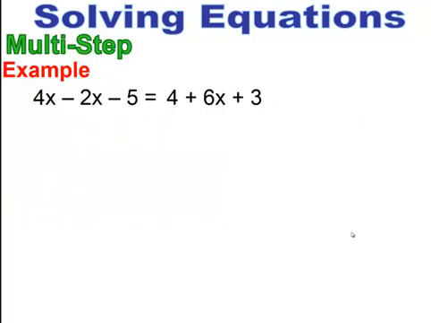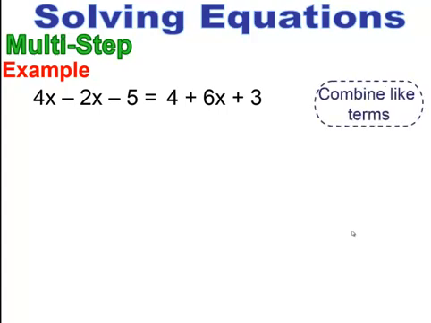So here's a multi-step example. You notice here I have multiple things going on both sides of the equal sign. You don't want to start moving until you clean things up. So in this case, the first thing I want to do is combine like terms. Now the like terms are on the same side of the equal sign. So on the left-hand side, I see I have the like terms of 4x and the minus 2x. So I'm going to combine them. I'm going to end up with 2x minus 5.